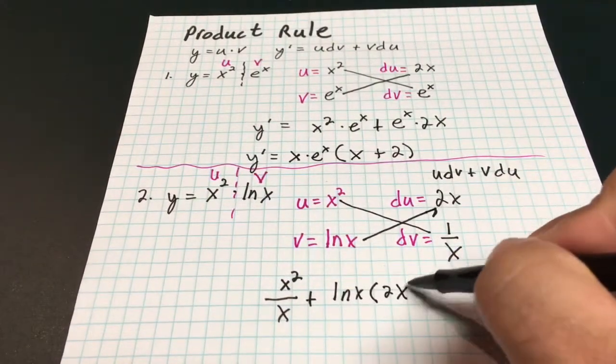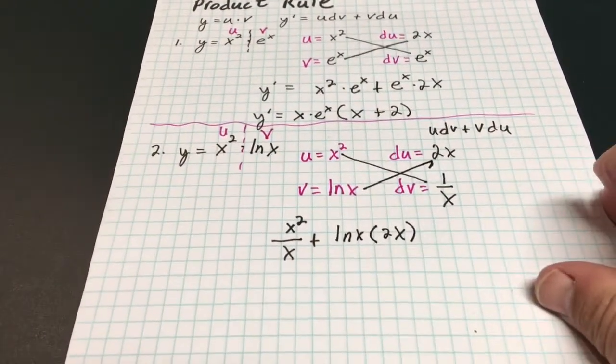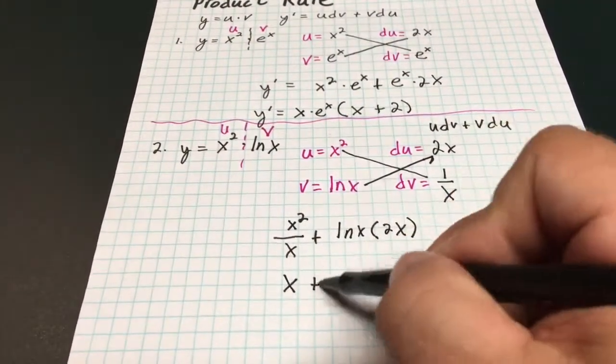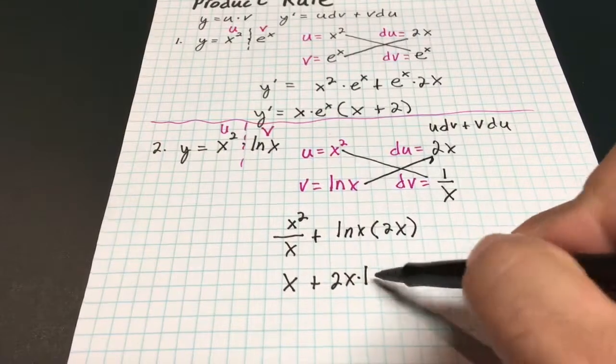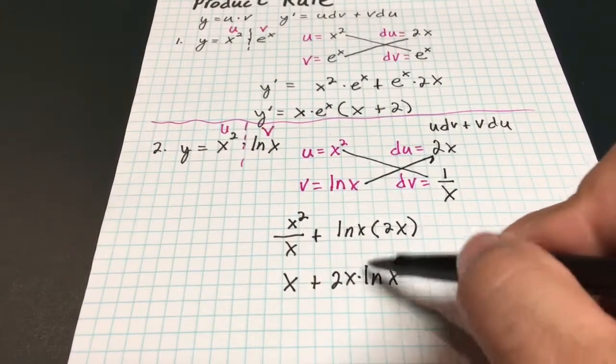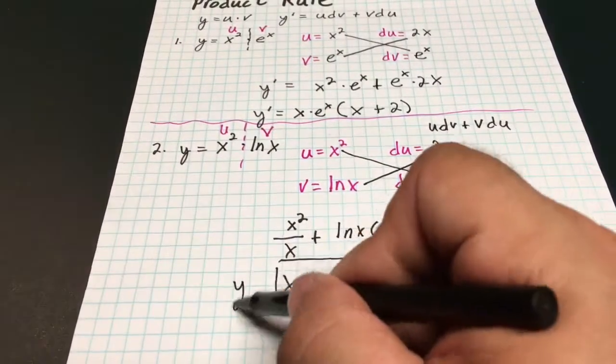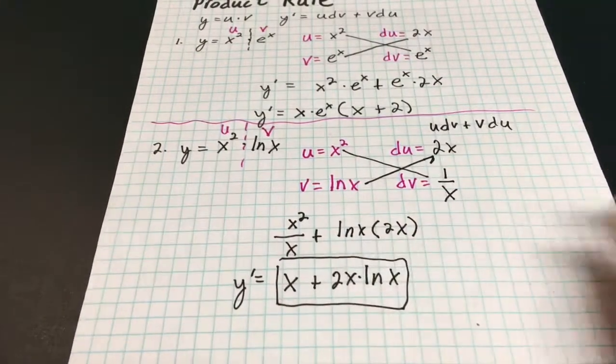times 2x. And I'm going to just make this look a little crisper and simplify that. That would give me x plus 2x times ln x. A lot of times they like to put that out in front of the ln. And that one should be your final answer. Sometimes they might make you factor out the x, but I think we'll get away with that.